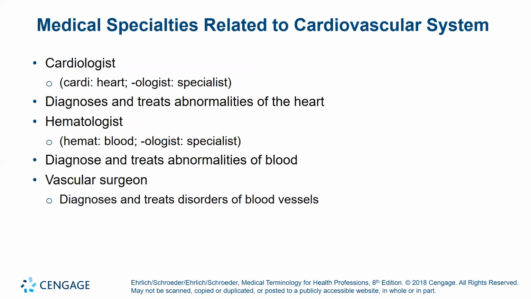Okay, let's take a look. They've got some listed medical specialists related to the cardiovascular system. The first one was cardiologist. Looking at the term, cardi is heart, logist is specialist. So they diagnose and treat abnormalities of the heart. You have a hematologist. They diagnose and treat abnormalities of the blood. And then a vascular surgeon. They diagnose and treat disorders of the blood vessels.